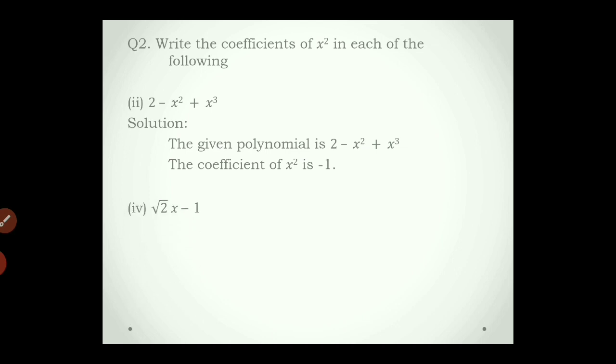Next is root 2x minus 1. Here you can see that there is no term of x square. Therefore, for the given polynomial root 2x minus 1, the coefficient of x square is 0.